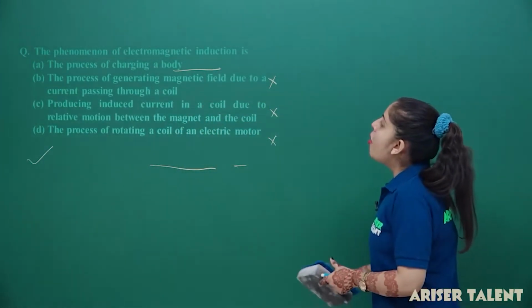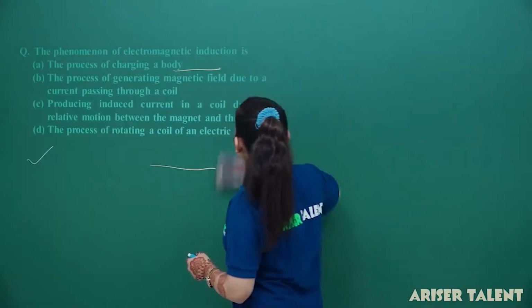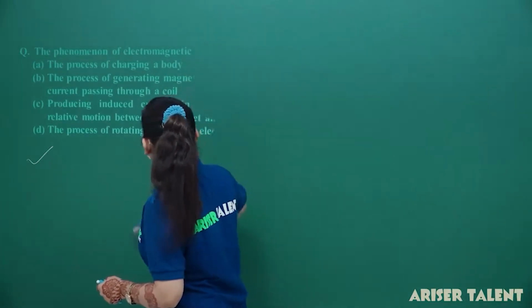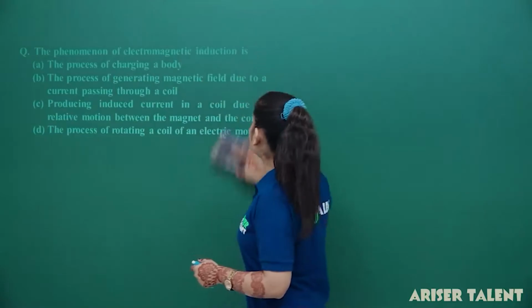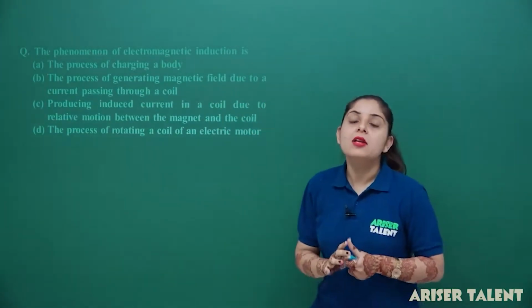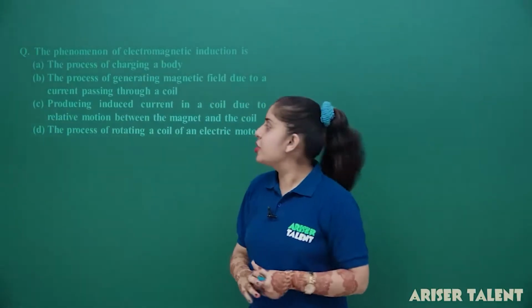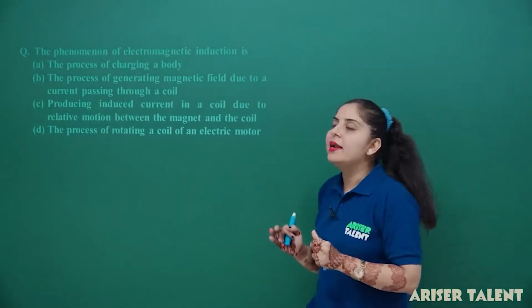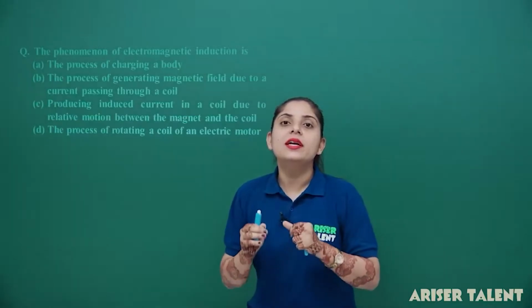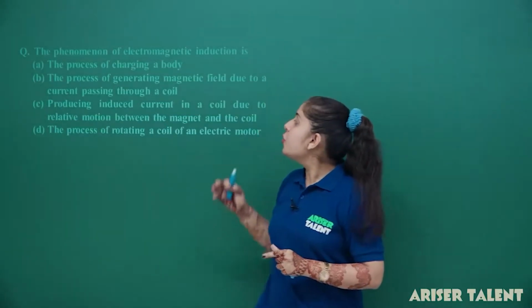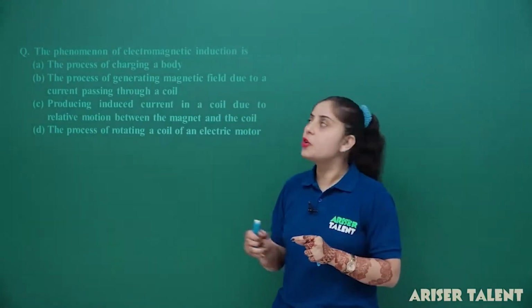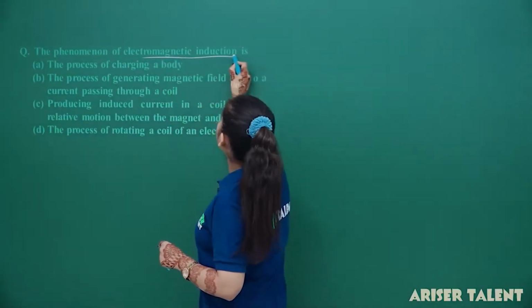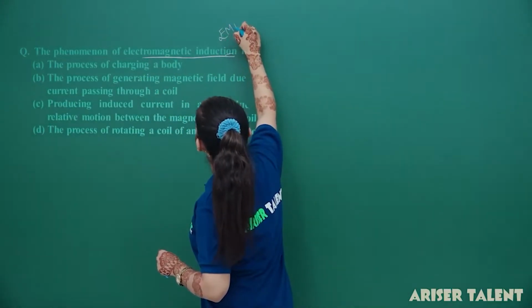The phenomenon of electromagnetic induction is... I have told you that electromagnetic induction is a very important phenomenon. In electromagnetic induction, basically there is a relative motion between the coil and the magnet, due to which an induced EMF is generated. So you have to choose the correct definition of electromagnetic induction, that is EMI.